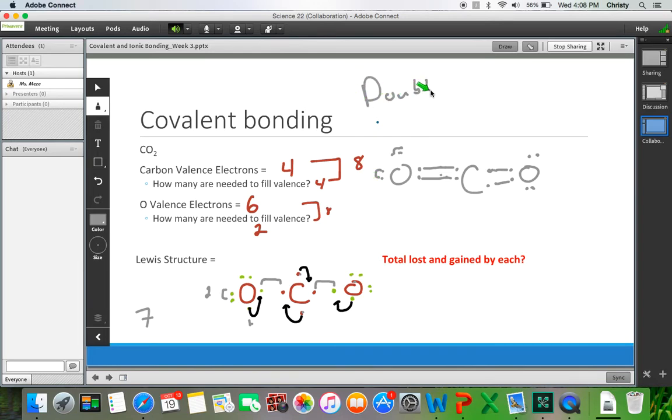Double. So a triple bond would just be, I'm just going to put a symbol here. A triple bond would be 1, 2, 3. 1, 2, 3. Something like that. Okay? So that would mean there's 1, 2, 3 pairs of electrons being shared. Alright? That's not what this is, but you're asked a question about that on your project.